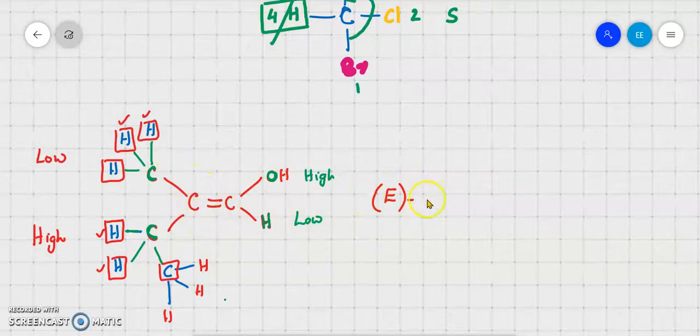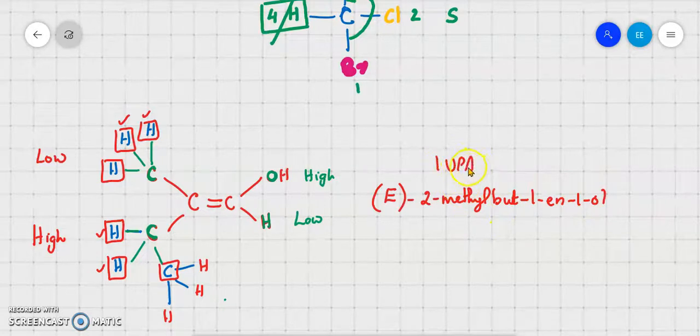So we will be calling it (E)-2-methylbut-2-en-1-ol. This will be the total IUPAC name of this compound.